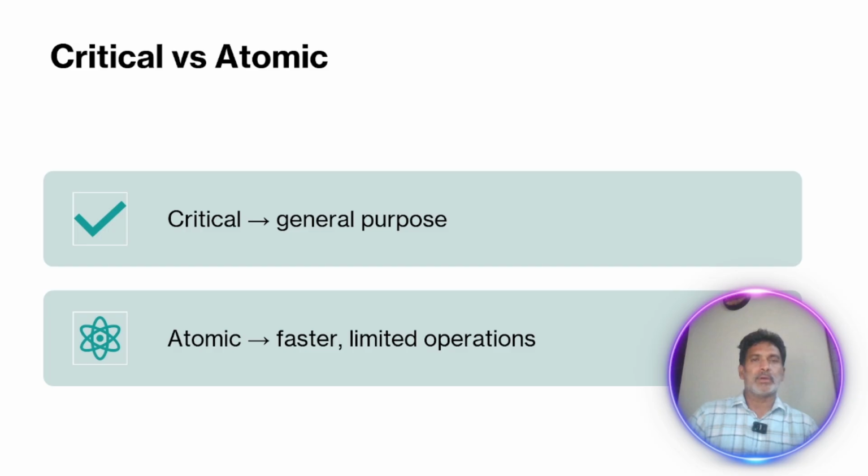And if you look at atomic, this ensures a single operation executes without interruption. It works at a fine-grained level, that is, at a single statement. It's much faster than the critical section, but limited to simple operations like increment and update. So it's best for simple read, modify, write operations. Use critical when flexibility is required for complex tasks, and use atomic when you need fast, efficient synchronization for simple operations.